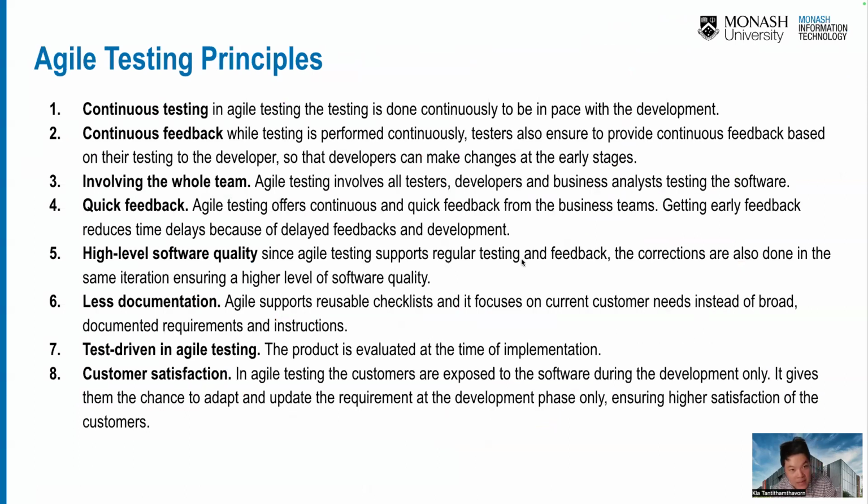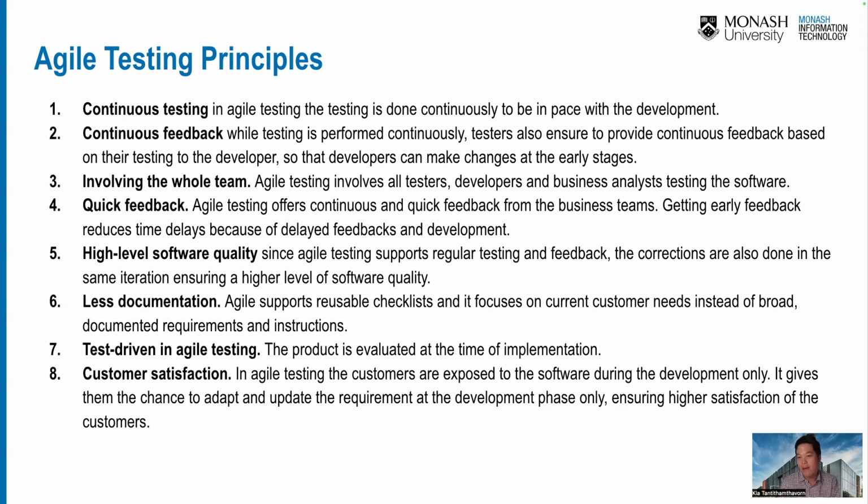Okay. So these are the 8 principles that we need to follow for agile testing. As I mentioned before, we focus on continuous testing, continuous feedback, right? You monitor, and you use the feedback as a loop back to the development team. You understand what went wrong in the past, how we can improve it in the future. You should involve the whole team when we talk about agile testing.